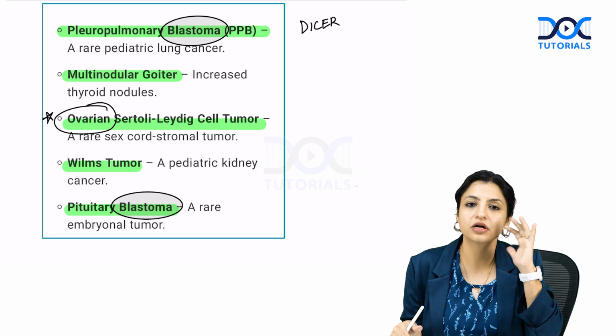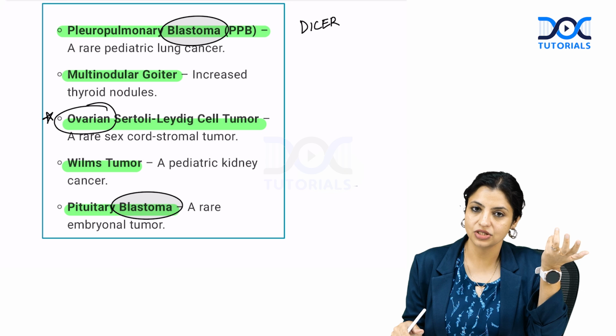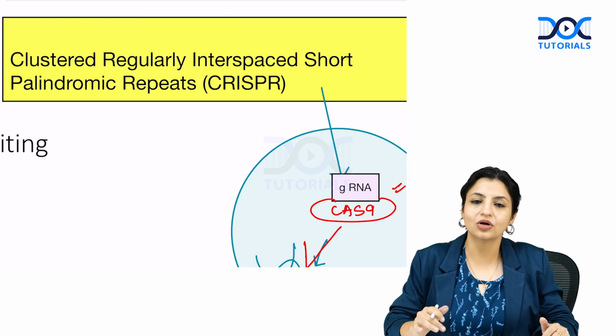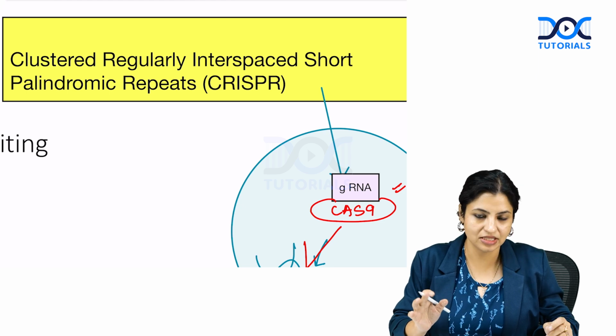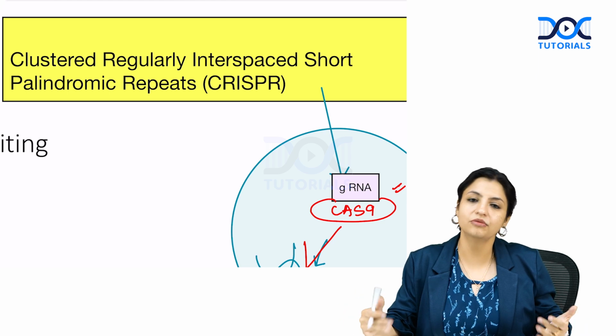Now, once you're very, very clear with this, that is the function of knockdown technology. Now let's come to knockout technology. That is your CRISPR. First, you should know what CRISPR is. It is called clustered regularly interspaced short palindromic repeats. These CRISPR molecules are not found in humans. They are actually found in bacteria.